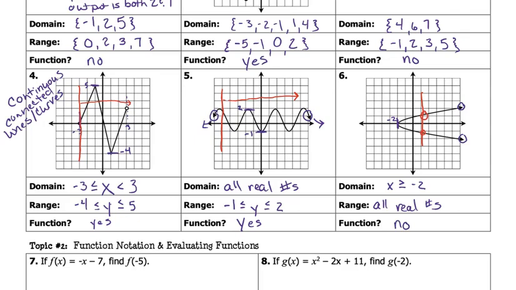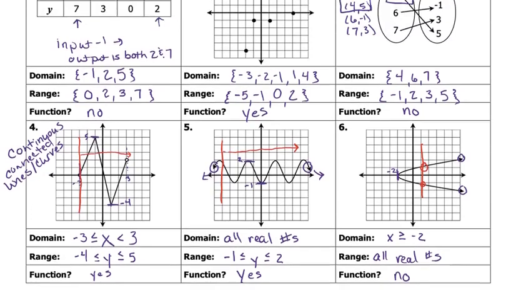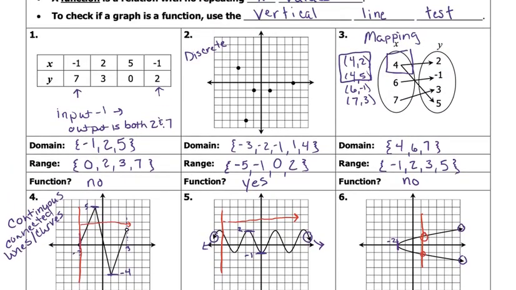All right, so there is your recap of domain, range, and functions. Paying close attention to the difference in a table, a discrete graph, a mapping, and continuous or connected graphs.